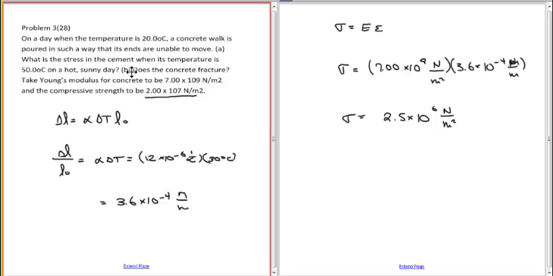So the answer to the first question, what is the stress? The stress is 2.5 times 10 to the 6 newtons per meter squared, or pascals. And because the stress is less than the compressive strength, we say it doesn't fracture. It's not that close. It's almost off by a factor of 10. So she should feel pretty good about that.